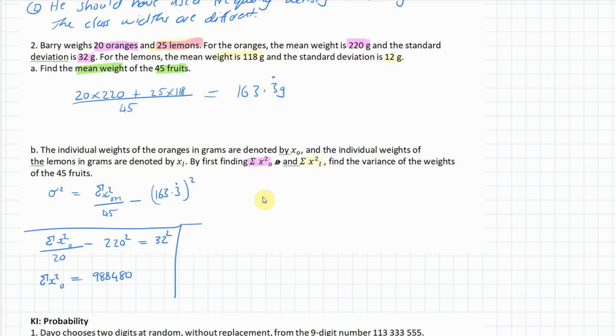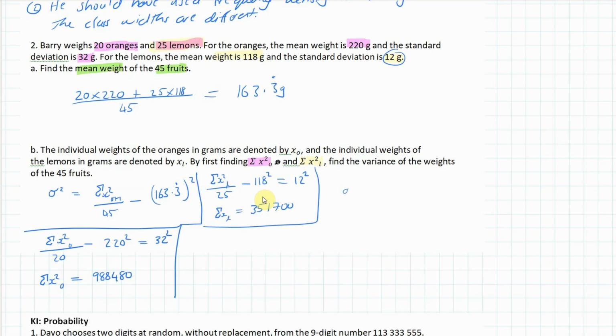Now we're going to do the same with the lemons. So the sum of x squared L over 25, because there's 25 of these, and the mean weight is 118, and we've got a standard deviation of 12, so the variance would be 12 squared. So we rearrange that, and we now find that the sum of x squared L is equal to, for this one I got 351,700.